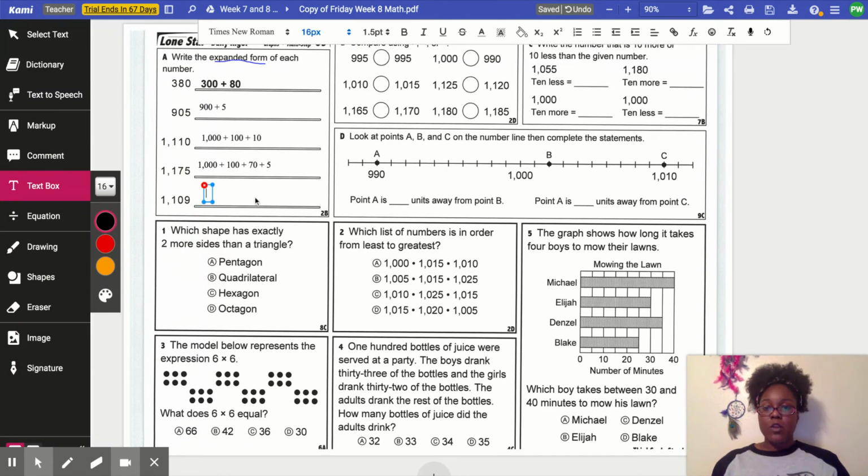Last one, 1,109. You have 1,000 plus 100 plus, we have no tens, so we don't have to put a 0, but if you want to, you can, plus 9.